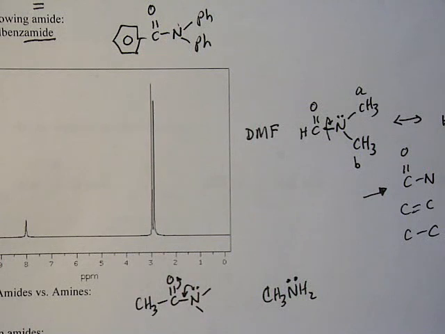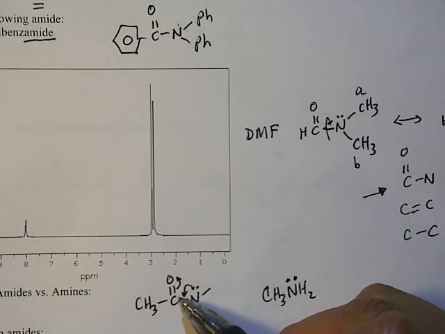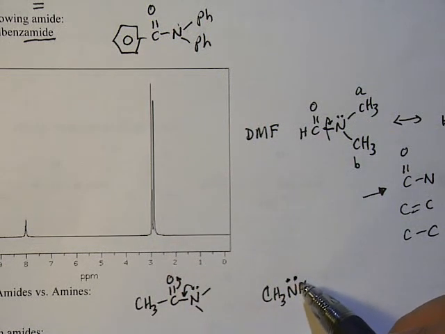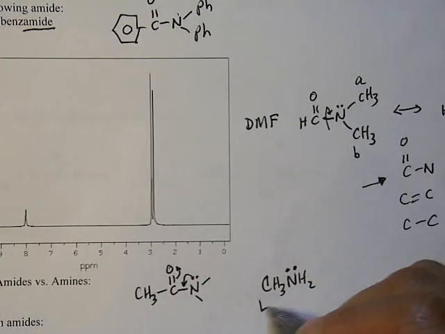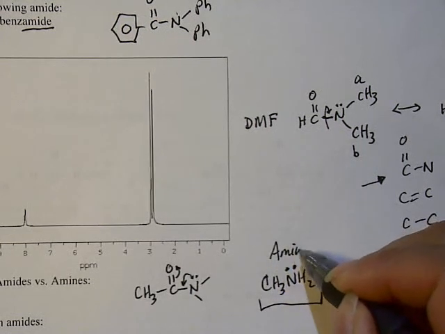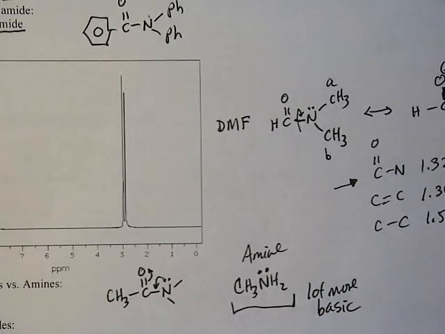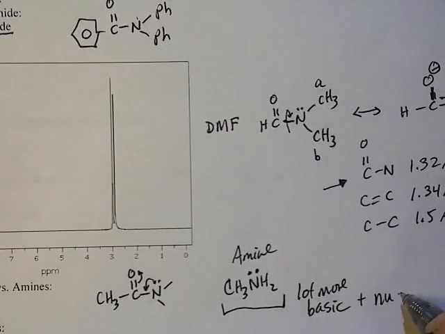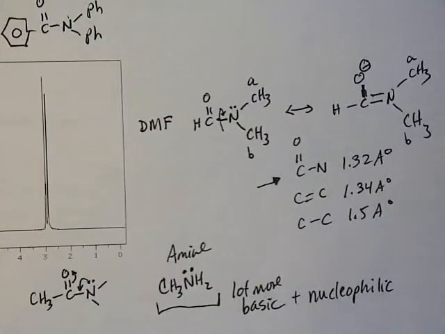So what does that mean in terms of reactivity? That means that the lone pair on the amide is not as available as the lone pair on the amine nitrogen. So the consequence of this is that this amine is going to be a lot more basic. In other words, it's going to be able to grab a proton a lot more readily, which means that it's also going to be a lot more nucleophilic. So it's able to react as a nucleophile at an electrophilic center.